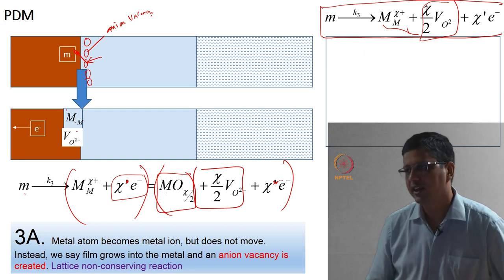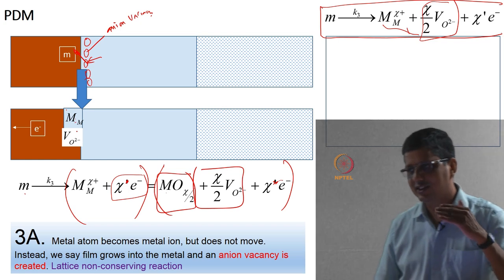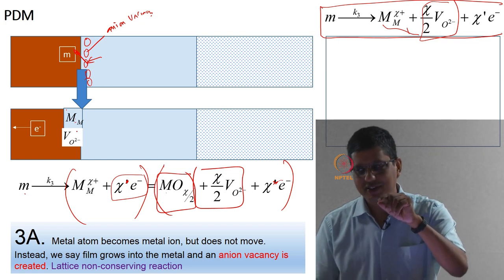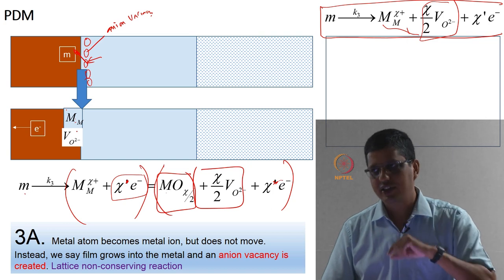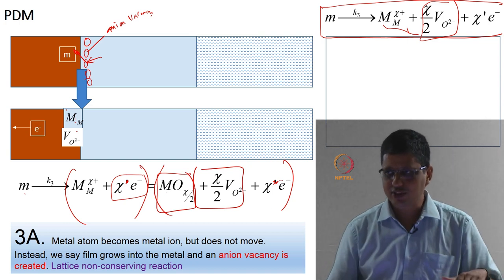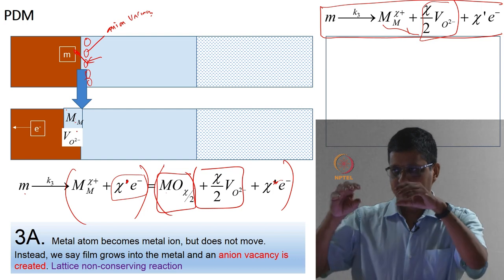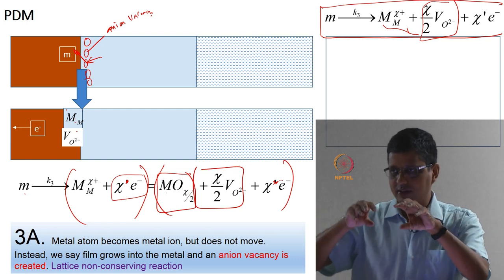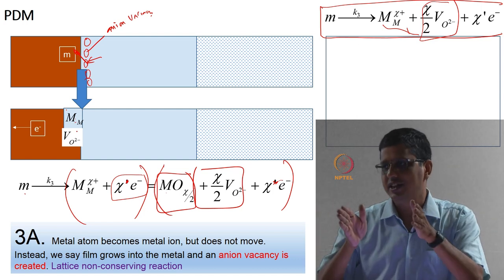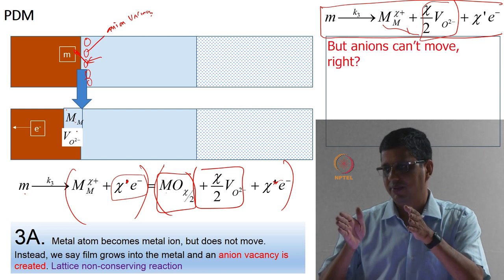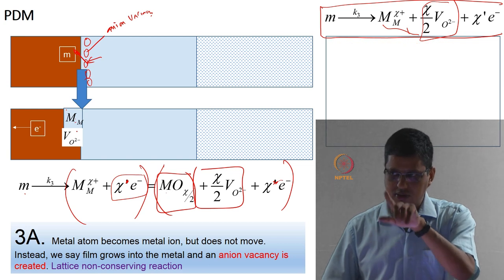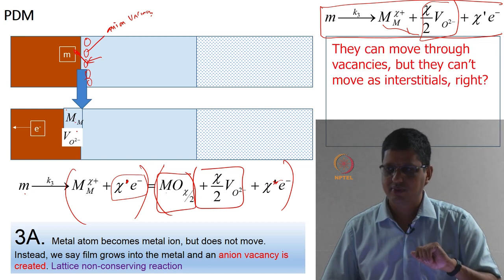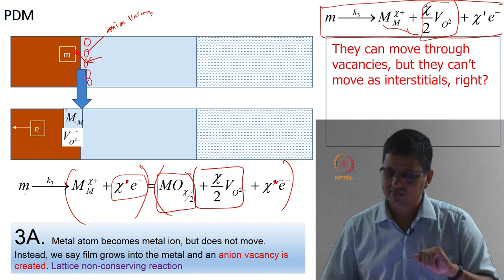There is going to be expansion of the metal. When metal is oxidized, it's not going to remain at the same volume. It's going to cause a strain. We are showing it like a clean color here. If oxygen atoms come in, it is going to strain this. But anions, obviously, can move one jump if there is a vacancy. They can move through vacancies, but they can't move through interstitials. No, they can't.